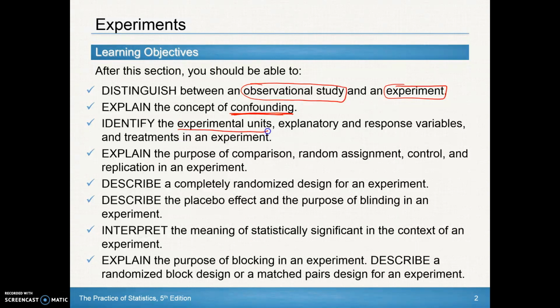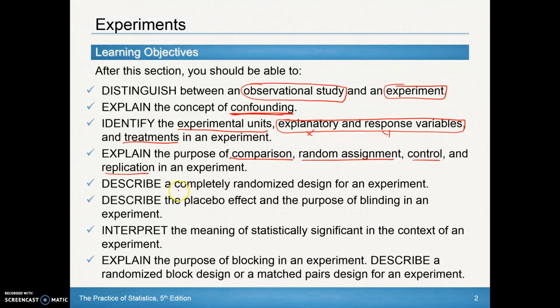So experimental units. Here's some stuff that we have had before. Explanatory and response variables. So again, our x and our y variables. And then we'll look at treatments as well as a vocabulary word. Some more vocabulary words. We've got to understand the purpose of comparison, random assignment, control, and replication.